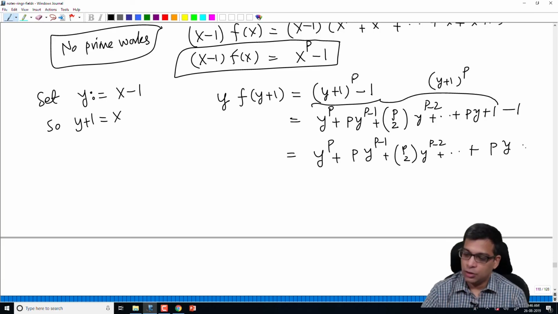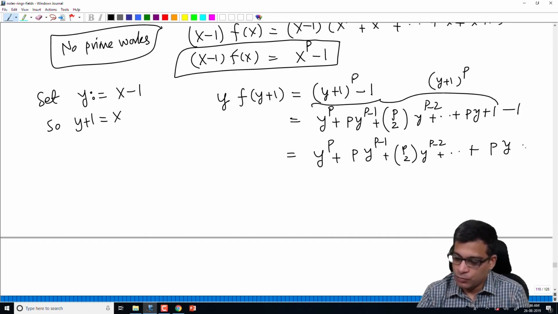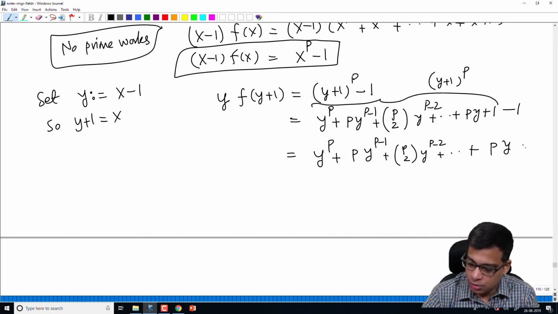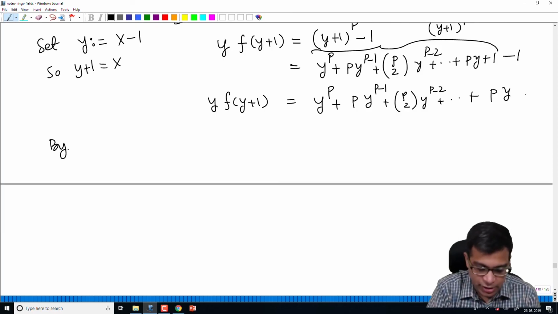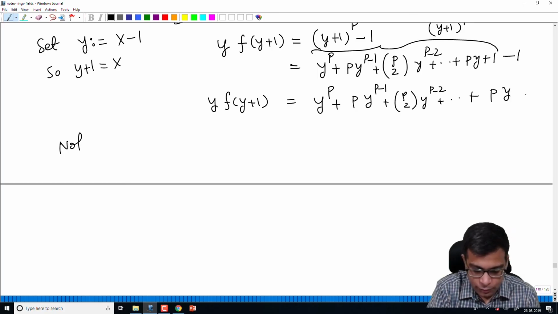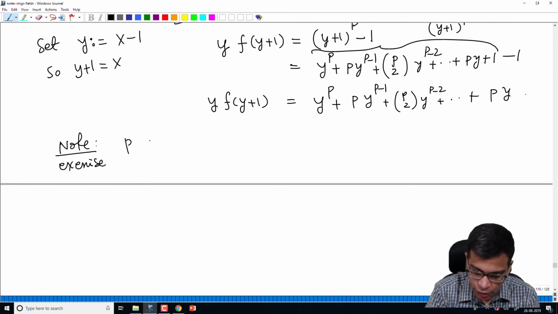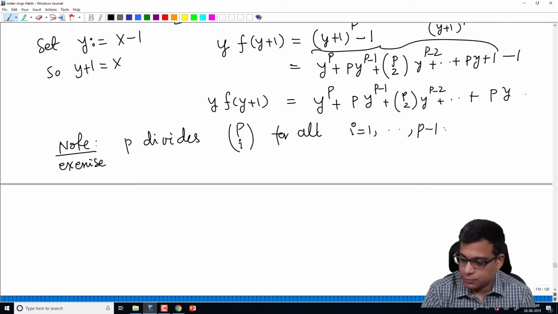plus p y. Okay, now this looks more promising, right? You can conclude that this is irreducible, so let's call this y times f(y+1), by Eisenstein criterion. What we need to claim is, and this I will leave as an exercise for you, this is a very easy exercise: p divides p choose i for all i from 1 up to p minus 1.